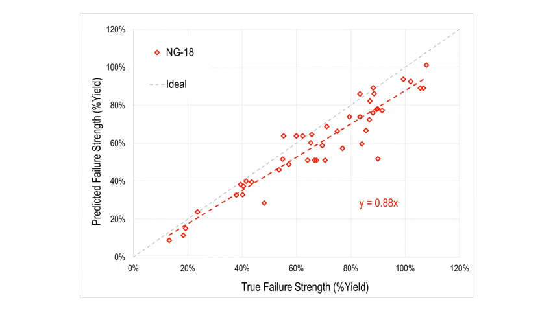Here I have a trend line through my data which says y equals 0.88. So that means that the model is inherently about 12% overly conservative.